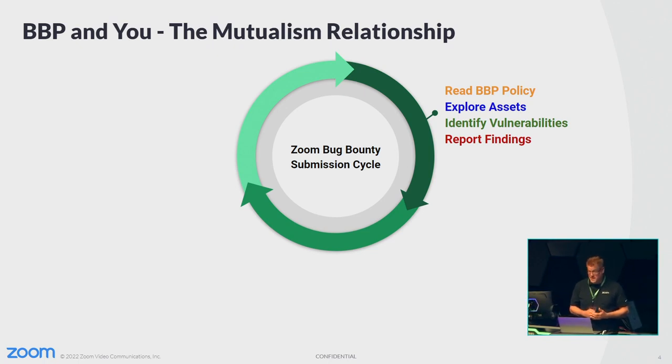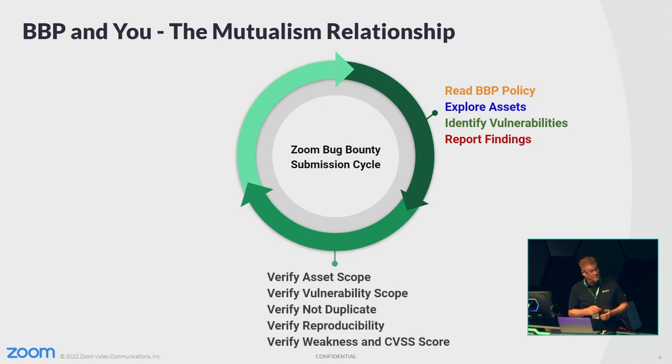Once you submit or report your findings after you've identified vulnerabilities, then everything is on our side. Our first line of triage will verify the asset scope, the vulnerability type, make sure it's not a duplicate, verify the reproducibility, and then verify the weakness and CVSS score so that we understand how much the bounty will be.